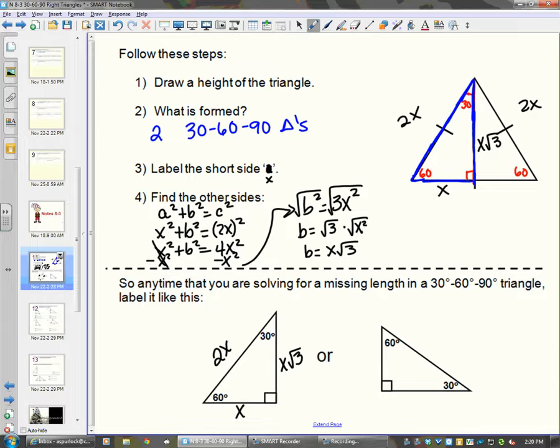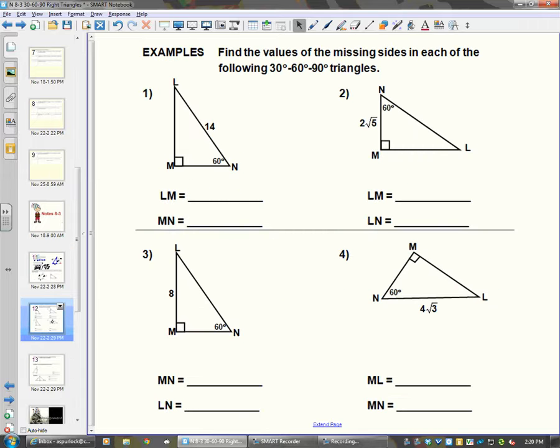So there are 2 types of special triangles here, special right triangles. We talked about 45, 45, 90 triangles yesterday, where we labeled the 2 legs x's, and the hypotenuse was x square root of 2. And then today we're talking about the 30, 60, 90 triangles. You will need to know both of those triangles. Okay? Questions so far? Okay. Let's work some examples.